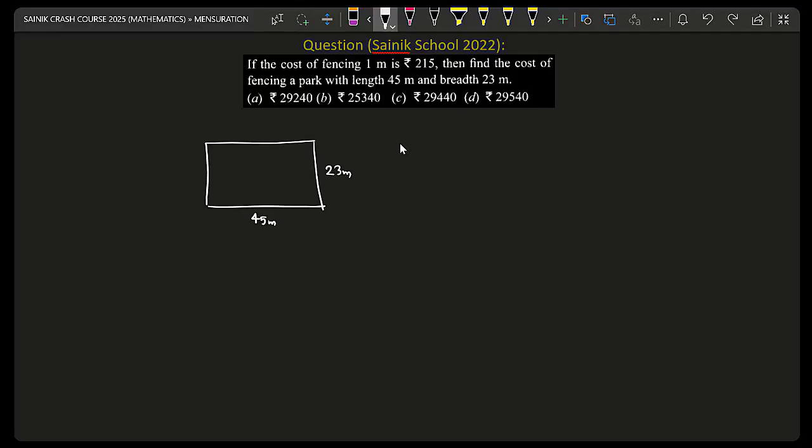Sir, 2 into L plus B. That is 2 into (45 plus 23). This is the perimeter. So, we got the perimeter. These many meters are there. Every meter costs how much?